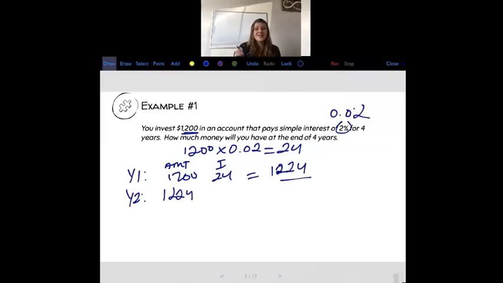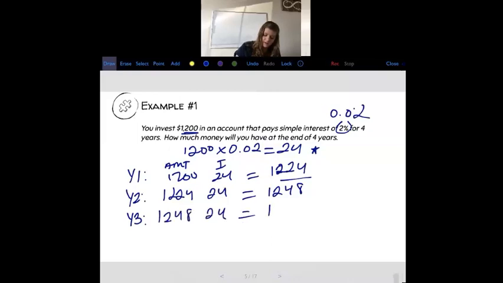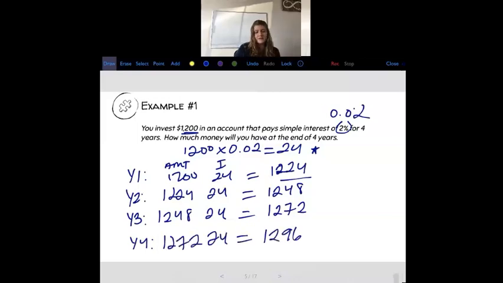In year 2 now, the amount in my account is the $1,224 because it's accrued interest. The interest for year 2 is still $24. Simple interest is the interest on the original amount borrowed, so this 24 for simple interest is not going to change. So we're still going to add $24. At the end of year 2, we'll have $1,248. Year 3, I have $1,248. Again, $24, so $1,272. And then for year 4, I have $1,272 plus 24, which gives me $1,296. So at the end of 4 years, that is how much money I'll have in the account.